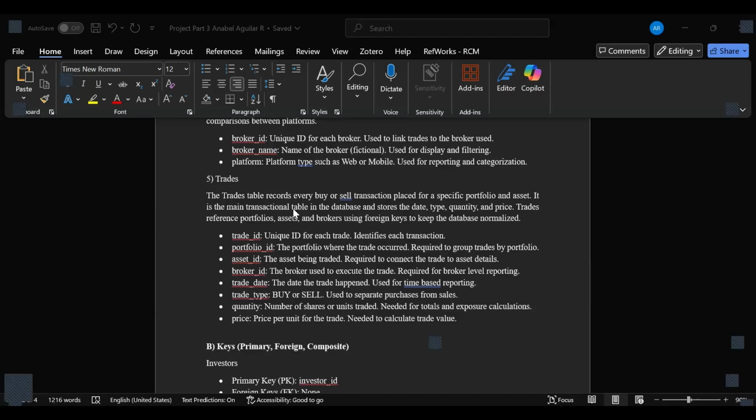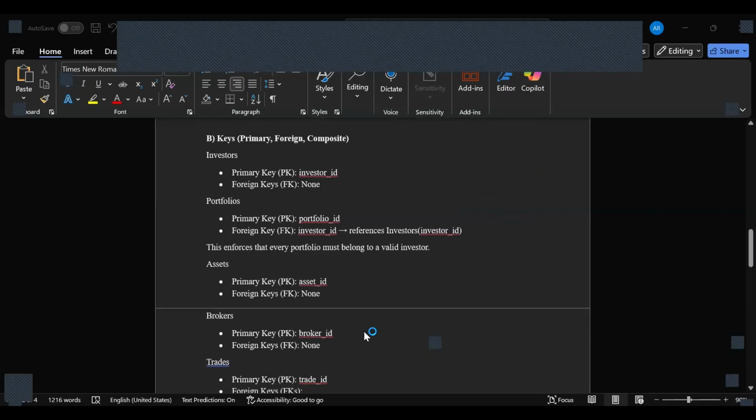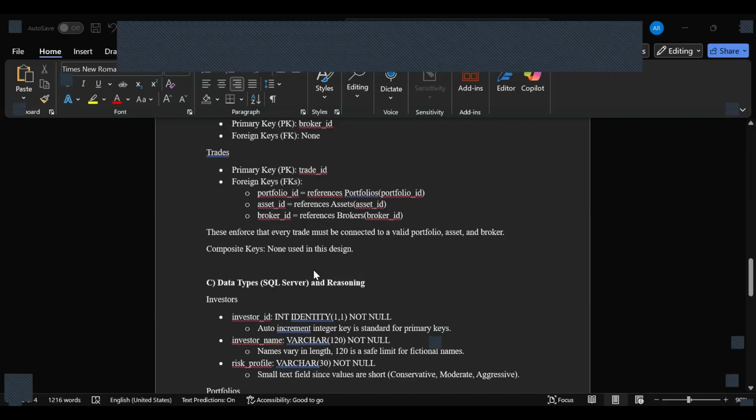Then the trade date, to know when the trade happened, and the trade type, which was buy or sell, and the quantity, the number of units or shares that are traded, and the price per unit for each trade. Then, as we saw in the diagram, we have the different primary keys and foreign keys. For this design, I didn't use any composite key.